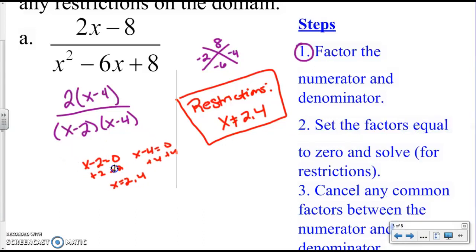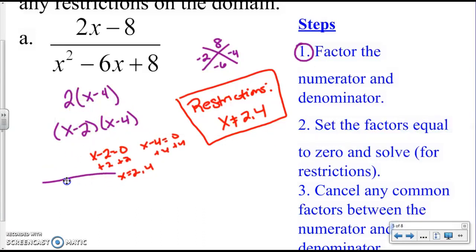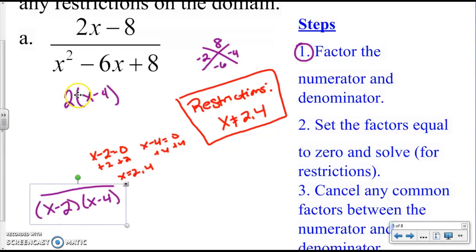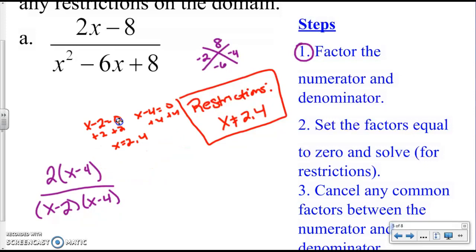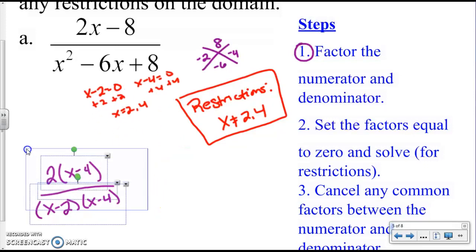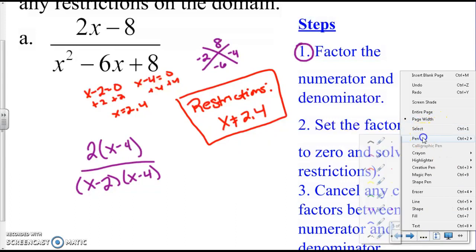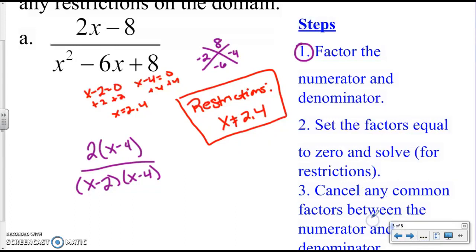Anything you have in common between the top and the bottom of the fraction can get canceled. Okay, so I'm going to just show you what this looks like. I'm going to move this around a little bit. So there's my restrictions. There's my fraction. Okay, so to simplify, every time it appears in the top and the bottom, you can cancel it. So if I have an x minus 4 on top and x minus 4 on bottom, I can cancel those. So my simplified fraction is 2 over x minus 2.